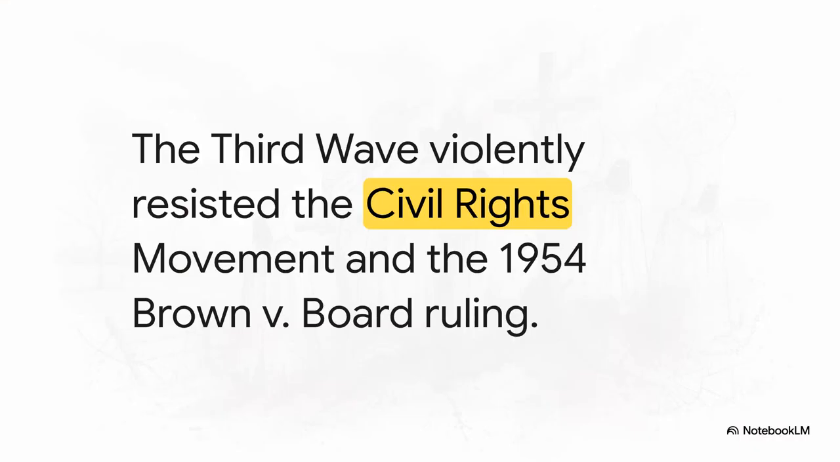This third iteration was much more fragmented, and it popped up primarily to violently push back against the growing civil rights movement. The main catalyst? The 1954 Supreme Court ruling in Brown v. Board of Education, which ordered the desegregation of public schools. White supremacists instantly mobilized a massive resistance campaign. Decentralized, totally independent Klan groups sprang up all over the South with one goal: terrorize civil rights workers and violently oppose any attempts at school integration or voter registration drives.